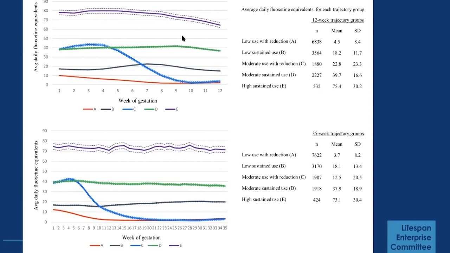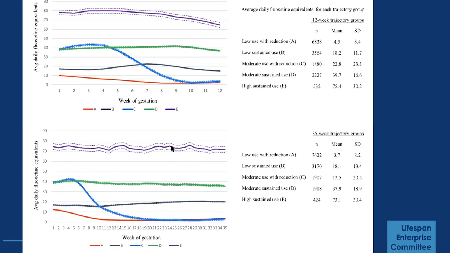And what's interesting, when you look at these 12 weeks and then look at it out to the 35 weeks, there's not a lot of movement after the first 12 weeks. So essentially after the first trimester, the antidepressant use didn't change much, but there was a lot of change in that initial first trimester of pregnancy.